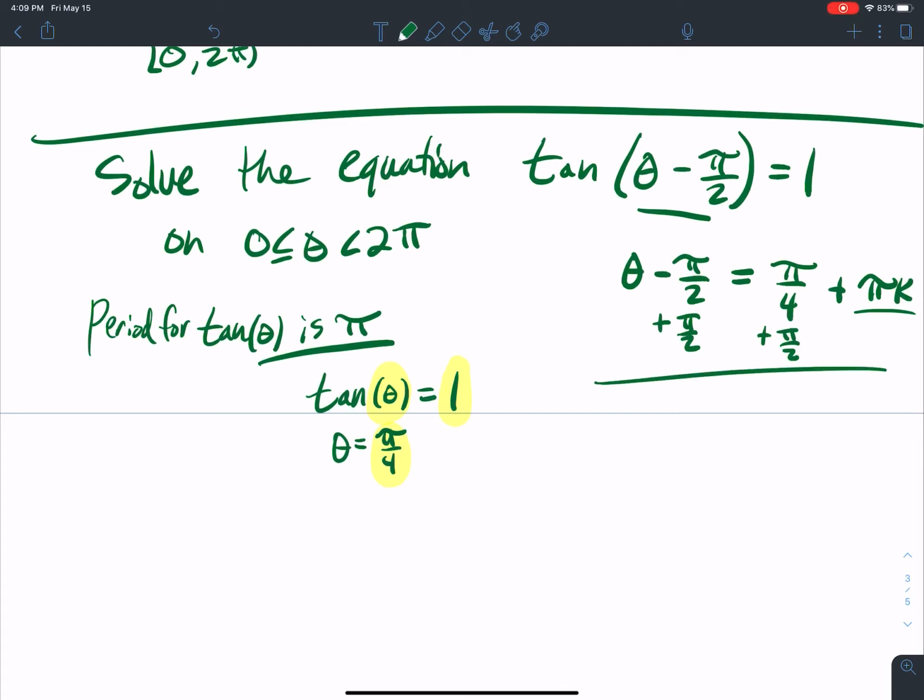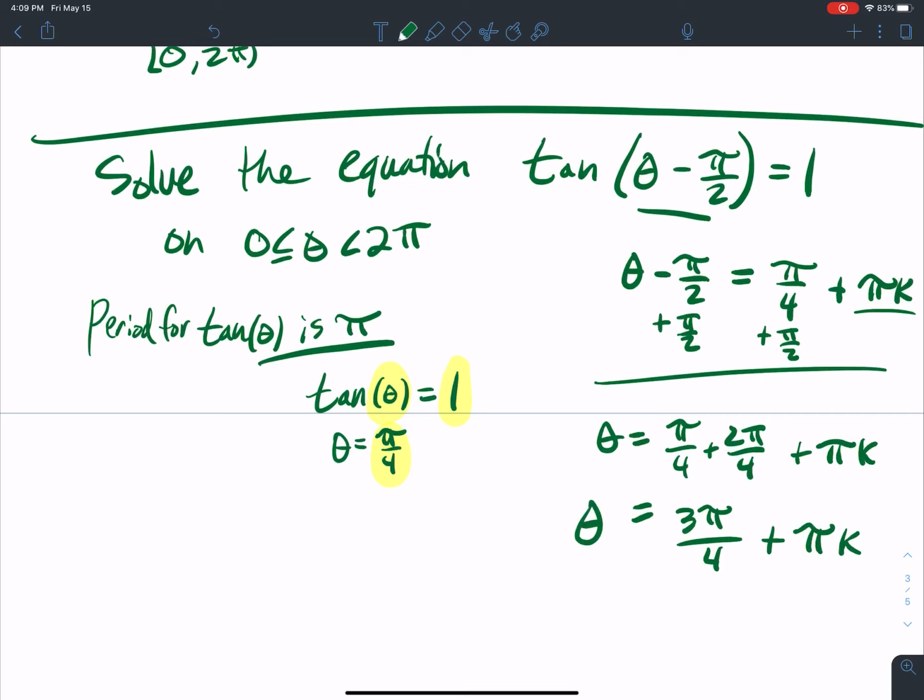So when I add, I need a common denominator. So I have pi over 4 plus 2 pi over 4 plus pi k. So this gets me 3 pi over 4 plus pi k for theta. Okay, so that's in general.